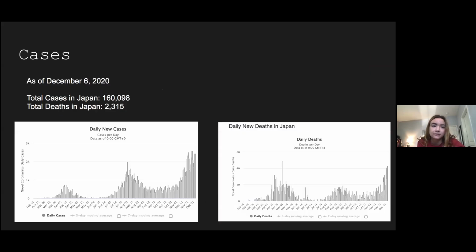The next slide. As far as cases, as of December 6th of 2020, Japan had 160,098 total cases and 2,315 deaths. So relative to the rest of the world, these numbers seem as if Japan is doing pretty well. They spiked in August with number of cases, but their deaths in August were relatively contained. However, more recently, Japan spiked again with 2,585 cases on November 29th, and then 43 deaths on December 5th. But again, because of the low levels of testing in Japan, they could have had a very large number of asymptomatic cases that were not being reported and may still not be reported. So these numbers could be inaccurate.